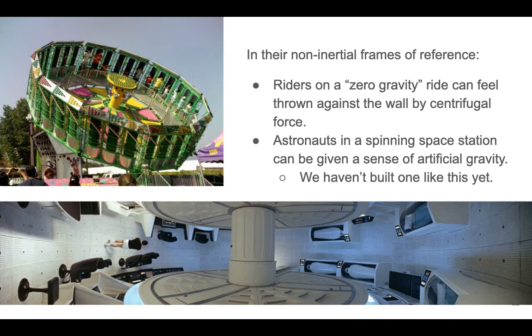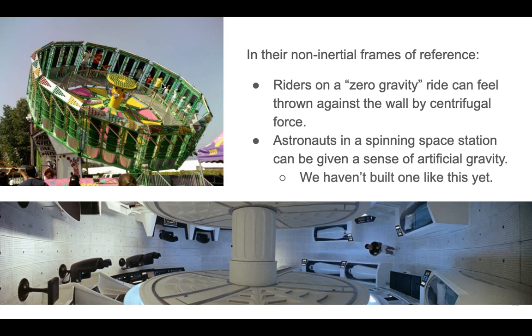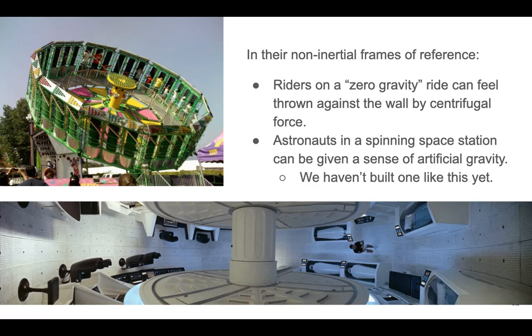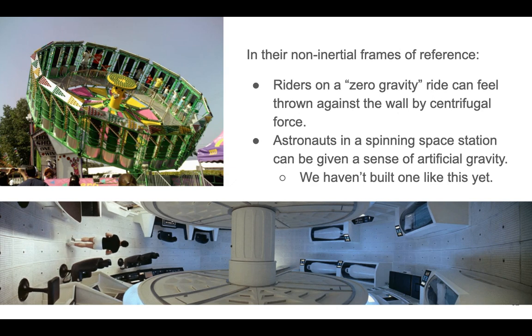So in their non-inertial frames of reference, we saw this picture last time up top. This is called a zero gravity ride, a terrible name for it. In the non-inertial frame of reference, these riders, especially this guy in the yellow, who's the easiest one to point out, feel this fictitious force, centrifugal force, that's pushing them against the wall. If you're watching this from the ground, you know that there really is no such thing as that fictitious force. It's just that this guy in the yellow shirt is trying to do his physics in a non-inertial frame of reference. So he feels he has to invent this fictitious force called the centrifugal force to explain what's happening.